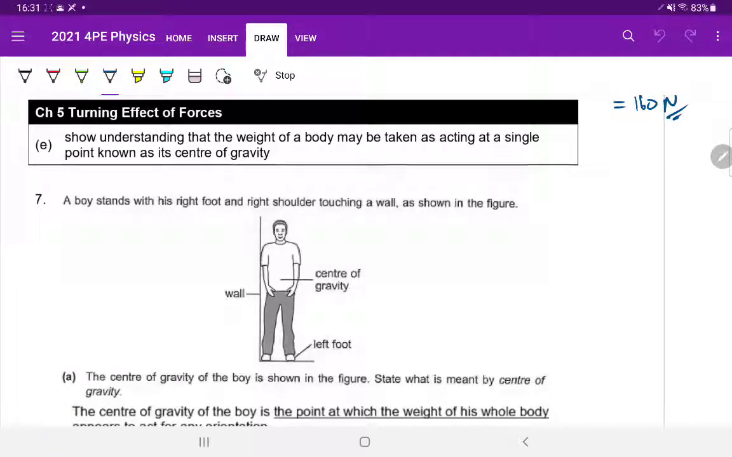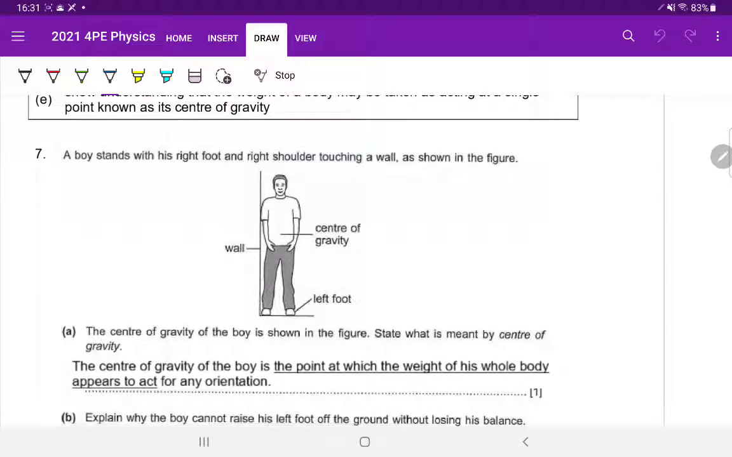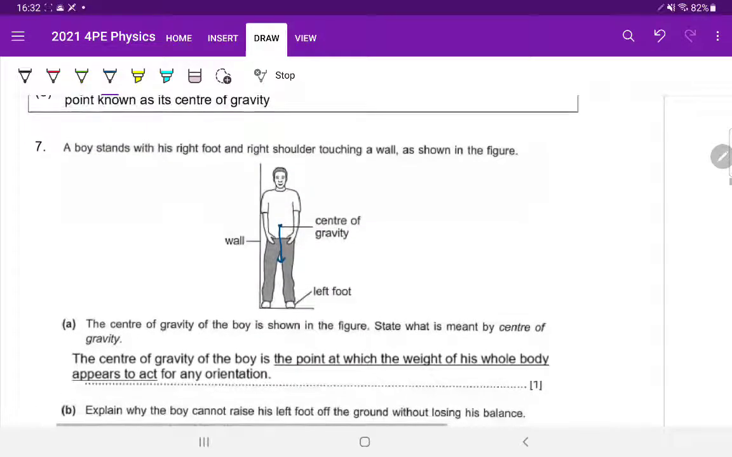Okay, learning objective 5E: show an understanding that the weight of a body may be taken as acting at a single point known as its center of gravity. So what is the center of gravity? Basically, the center of gravity is the point at which the weight of the whole body appears to act for any orientation. So this point here is where the weight will act. You can use this weight for reference for doing things like principal moments, calculating its moment and things like that.